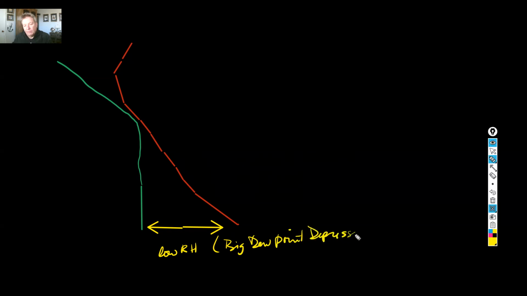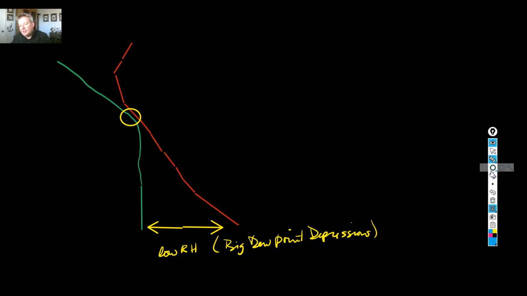Now in this case, this is going to be dominated by very big dew point depressions. So the low level air has low RH, big dew point depressions. And then in this area, there's a pretty good amount of moisture. So in here, maybe up higher, there's some moisture. So soundings would be kind of weird.